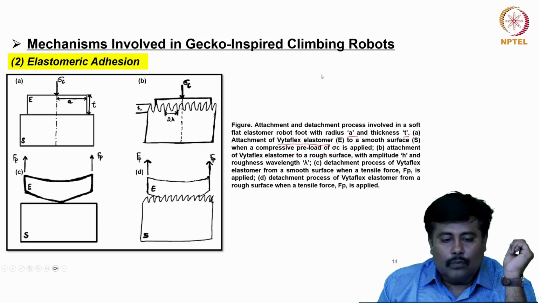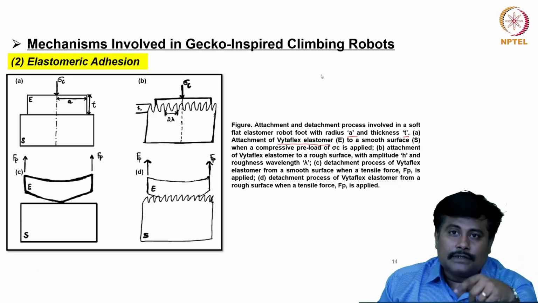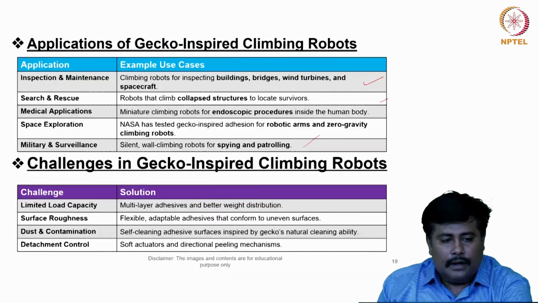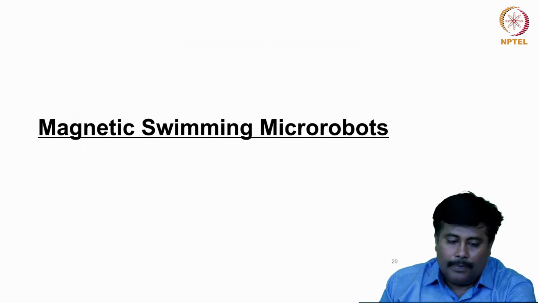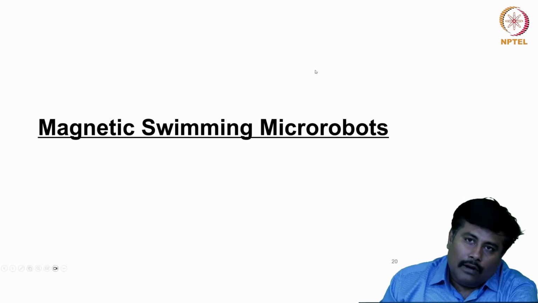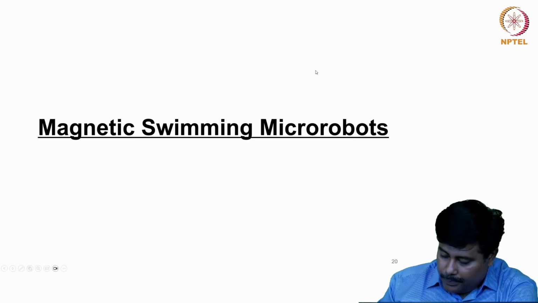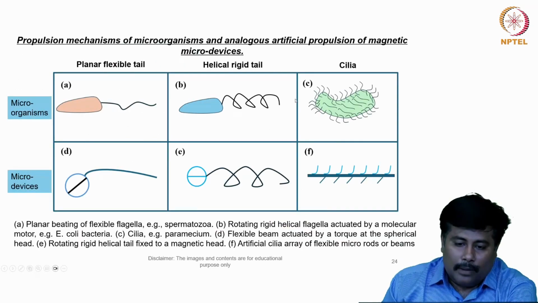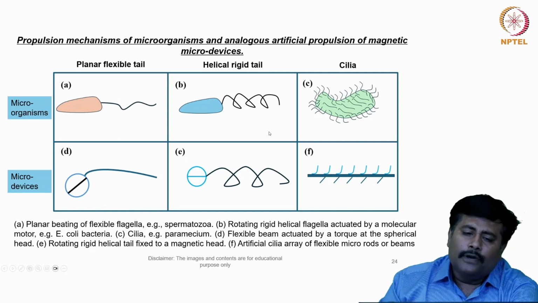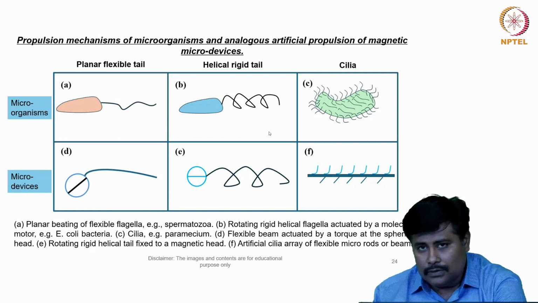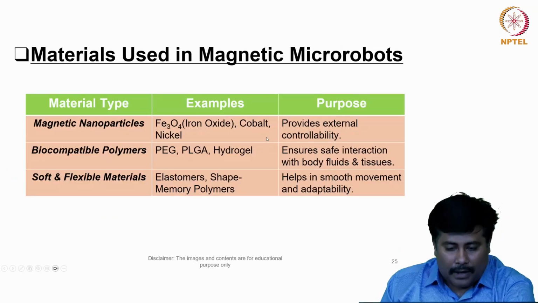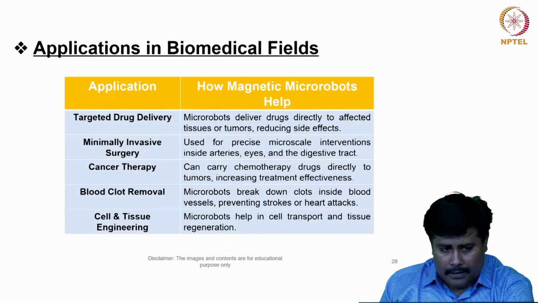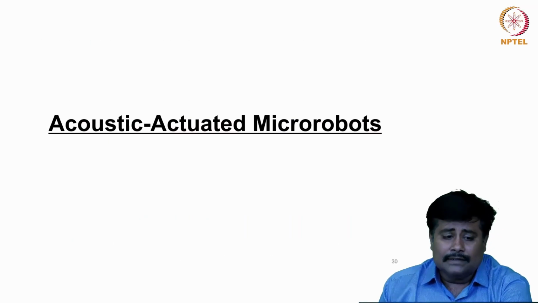We also discussed the different types of adhesion established in this gecko kind of robot in detail, and then the applications and the challenges involved. Then one of the practically used micro robots is the magnetic swimming micro robot. We discussed the parameters involved and the different propulsion mechanisms exhibited by microorganisms, especially for magnetic micro devices. We discussed the overall working principle, the applications and the challenges involved in it.